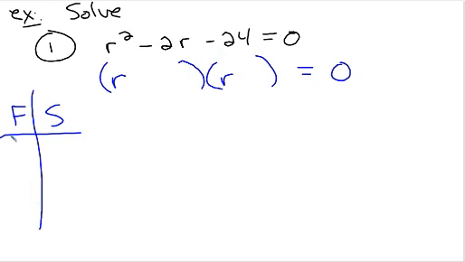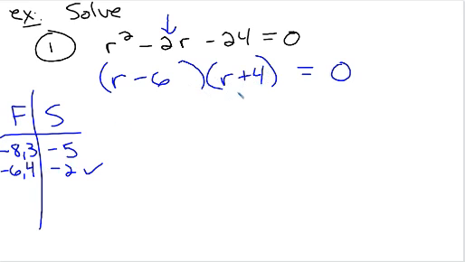I make my little factor sum table to find two things that multiply to get negative 24, but add up to be negative 2. So let's say that I had negative 8 and positive 3. Well, those add up to be negative 5. That doesn't work. So how about negative 6 and positive 4? Those multiply to get negative 24, and they add up to be negative 2. There we go. So this is r minus 6 and r plus 4. Notice we just did it exactly the same way we did the last few problems.